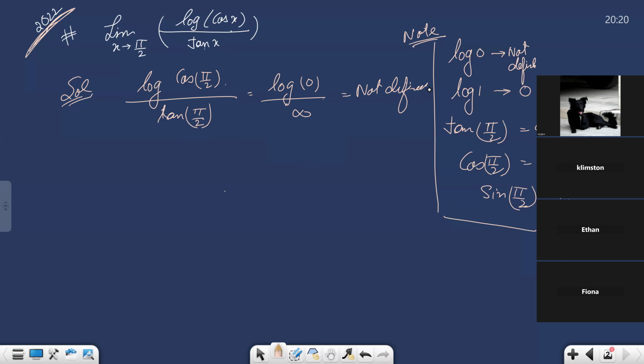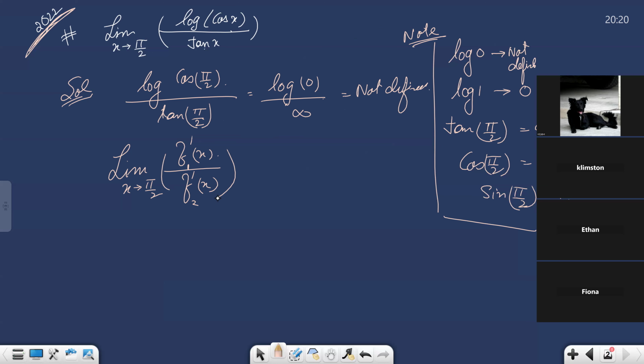So you can't put this value, and that value is pi by 2 in this equation. So what will we do? As I told you, L'Hospital's rule. So what is that rule? Limit x tends to pi by 2, derivative of the numerator f dash of x, and derivative of the denominator f dash of x. Let us make it 1, let us make this 2.